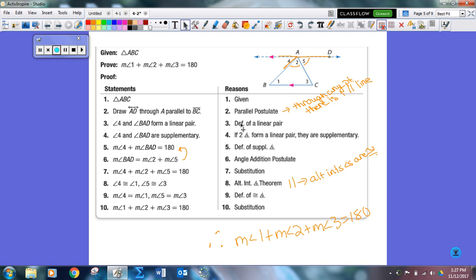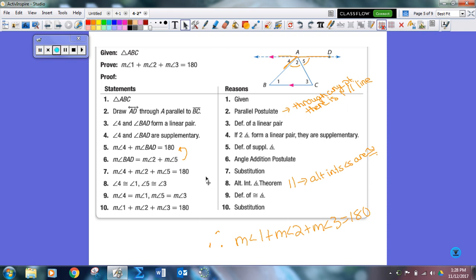The textbook does this in 3 steps, as you can see here. Later on we'll do it only in 2. And then I did the angle addition, which is that BAD is formed by angle 2 plus angle 5. You could have done this before you said they were supplementary. It doesn't really matter. But now that I know that 4 and BAD are supplementary, I can substitute 2 plus 5 in for BAD, and that's substitution.